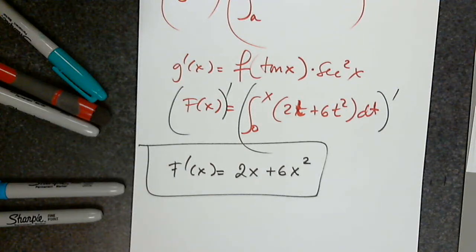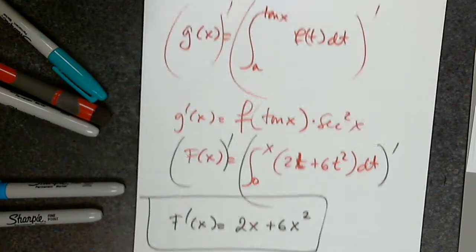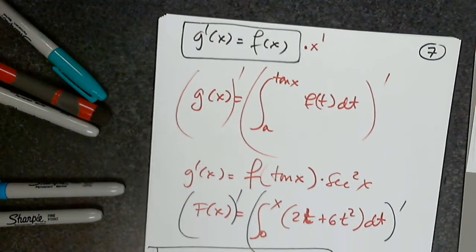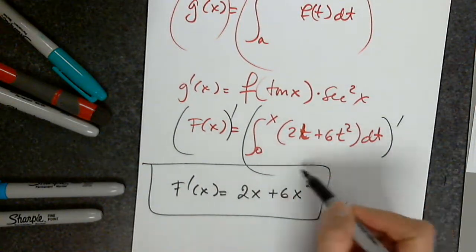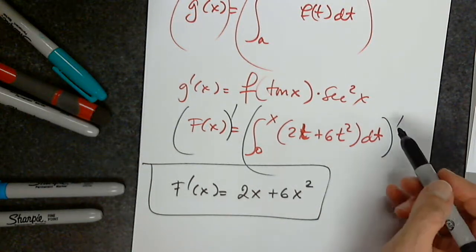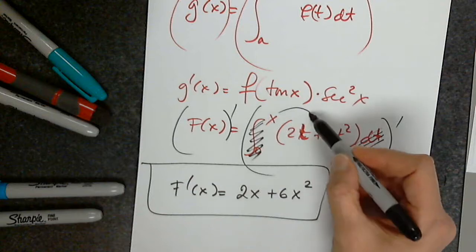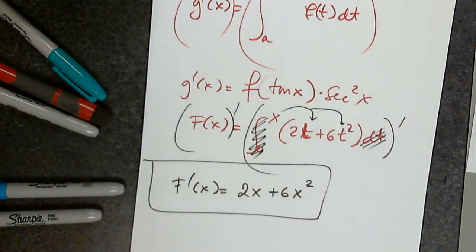All you do is just change the t for x. G prime of x is f of x. So when I differentiate, this is a function. When I differentiate, this operation takes care of this, and all we have to do is replace t by x.